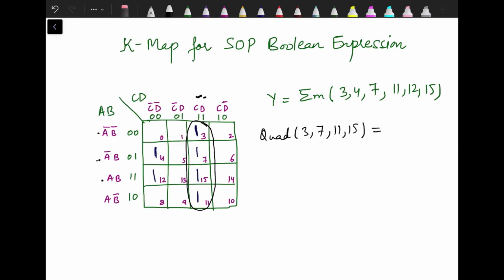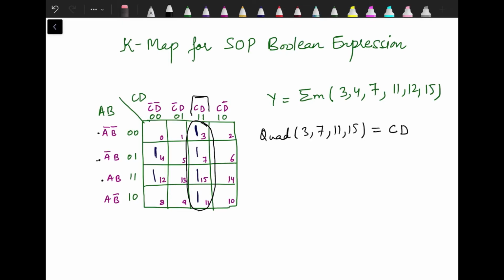Corresponding to this, we need to write the expression, and what's there in the expression? The expression is CD. Now why is it CD? Because on this side the variables c and d remain constant, their value is 1 1, so they are written in their true form. Then we need to look at the other options, what are the other combinations.